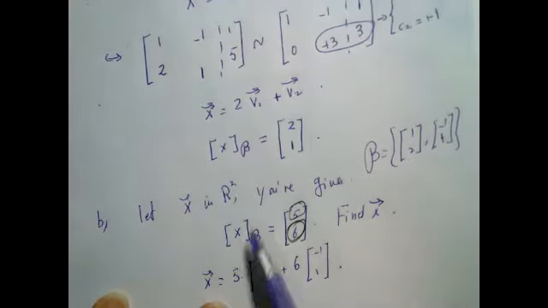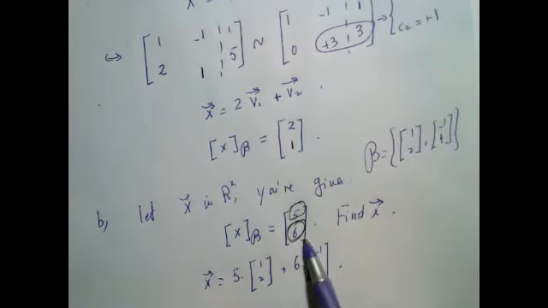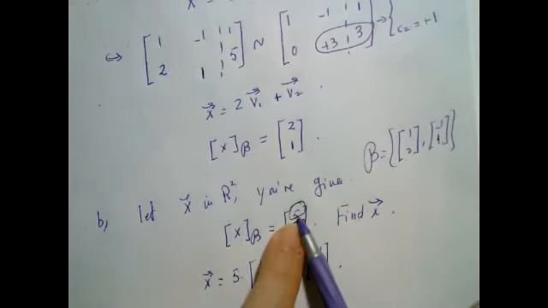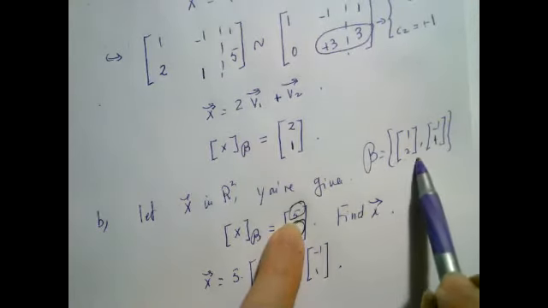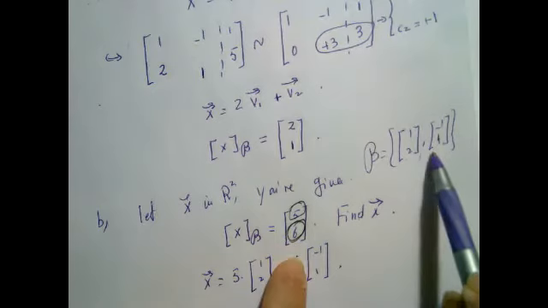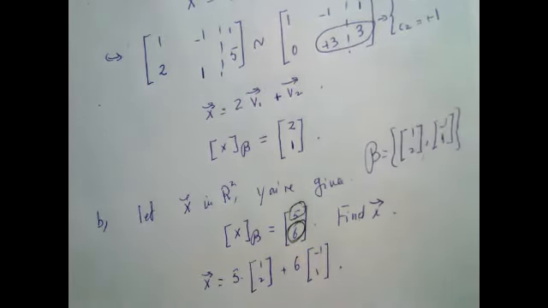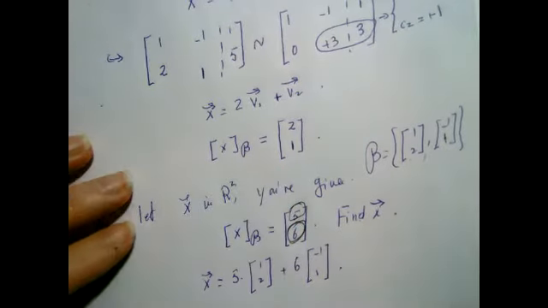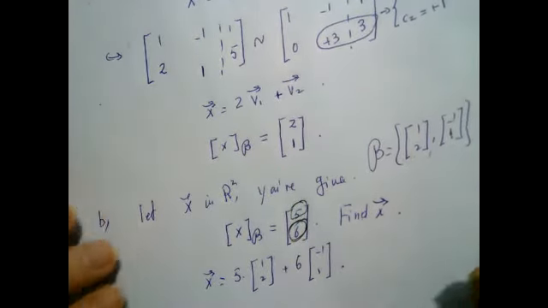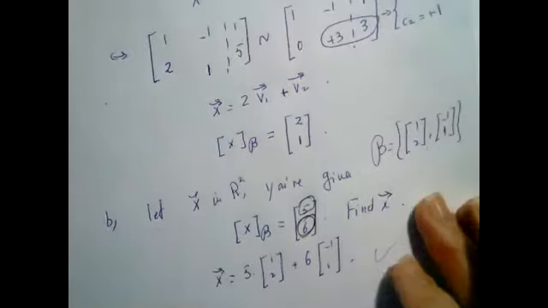So the coordinate of x with respect to the basis is 5, 6. It means to get to x, I need 5 units in the direction of v1, and I need 6 units in the direction of minus 1, 1. And that's the notation we use. And this is all the idea of changing our coordinate system. Okay. Now I take one more example, and then we move on to eigenvectors and eigenvalues.